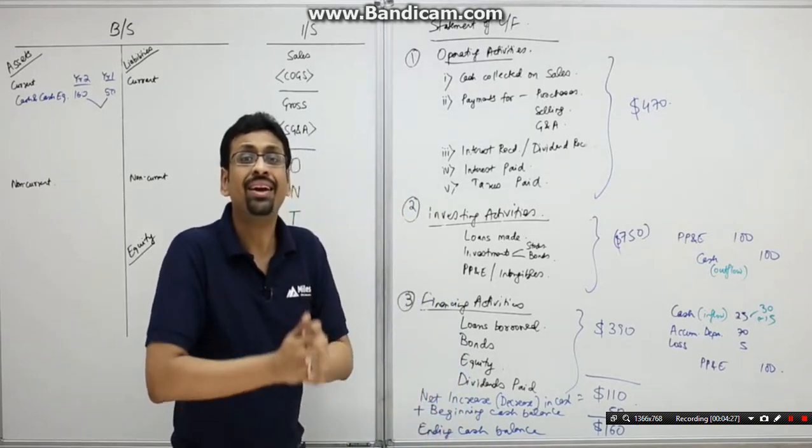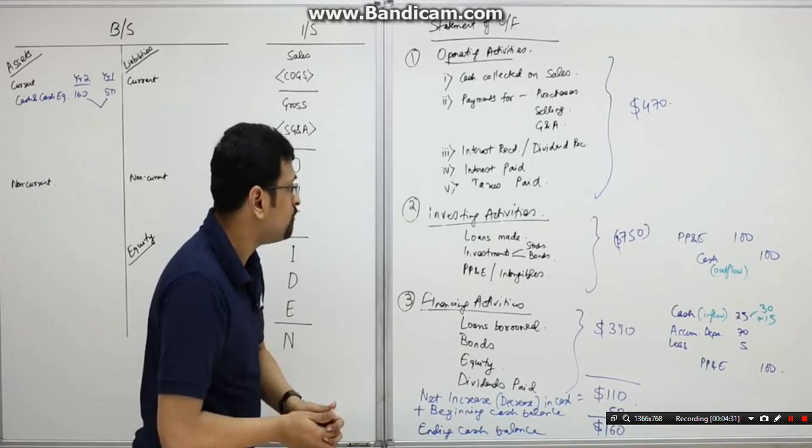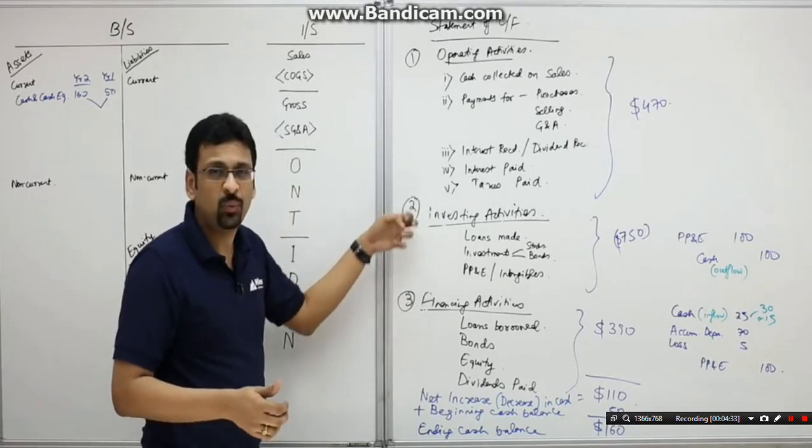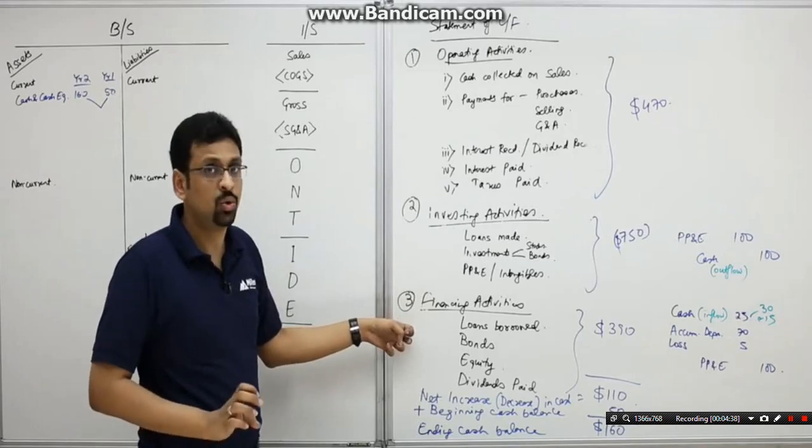That is called the direct method. Now, you're required to use the direct method for investing and financing activities. So these activities always need to look like a summary of your cash account.